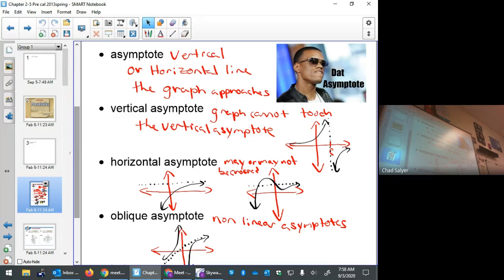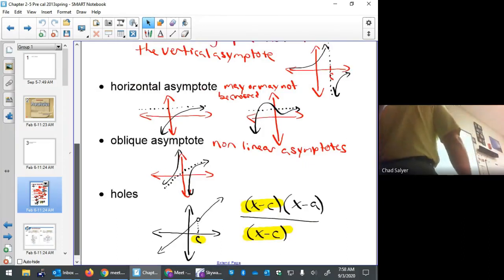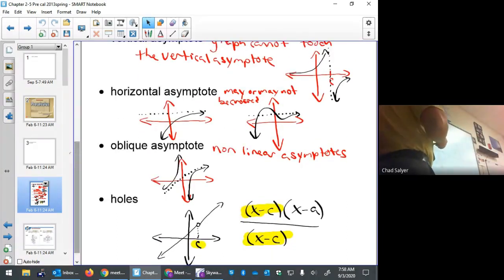And then lastly, we have oblique asymptotes. Oblique means not horizontal or vertical. So oblique asymptotes are some line other than the horizontal or vertical that the graph approaches as a limit. So here's an example.